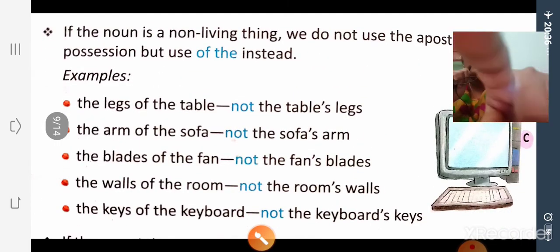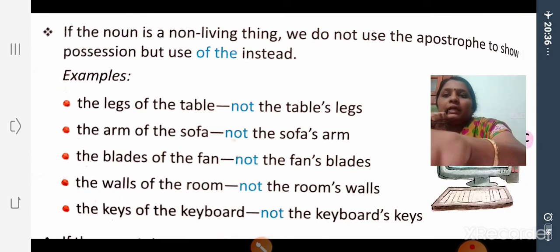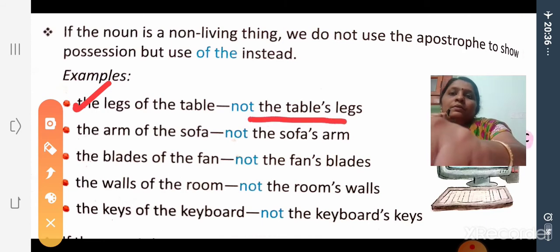Then if a noun is a non-living thing, we do not use the apostrophe to show possession, but use of the instead. So we have to add of the instead of the apostrophe. For example, the leg of the table. The leg of the table is the correct form. And this is wrong: table's legs is wrong. The correct form is the legs of the table.